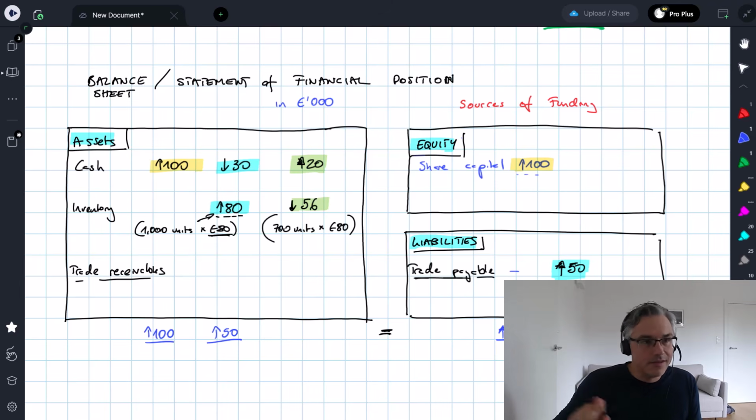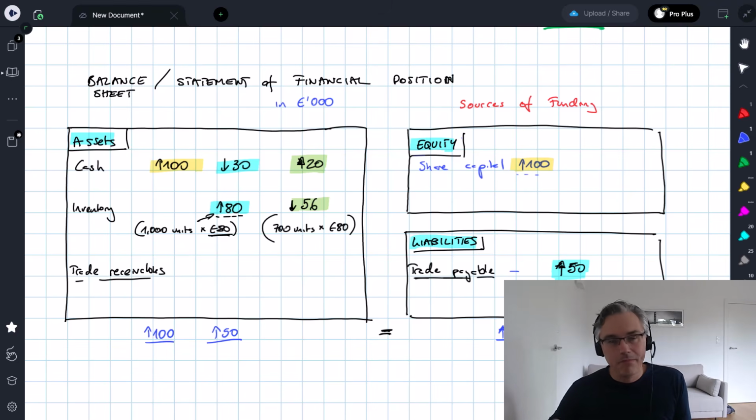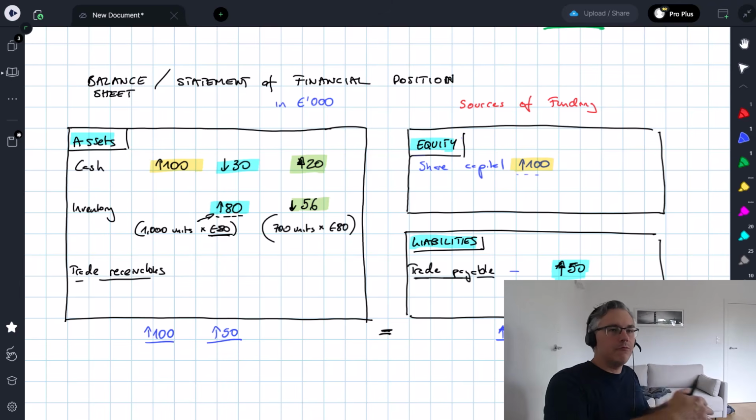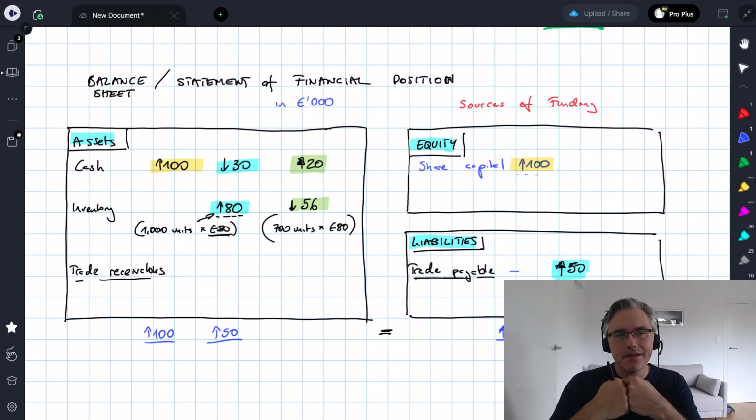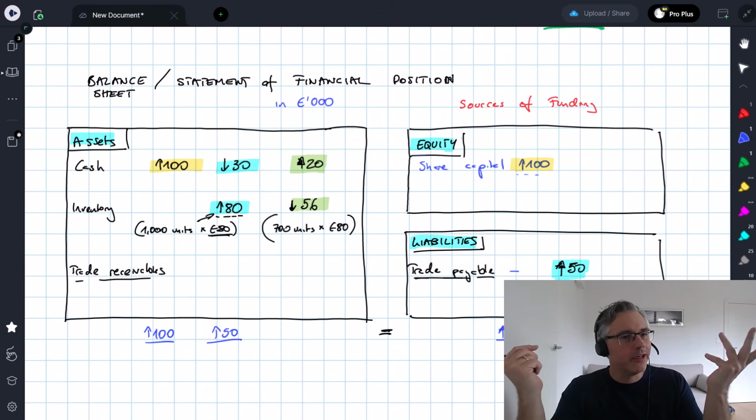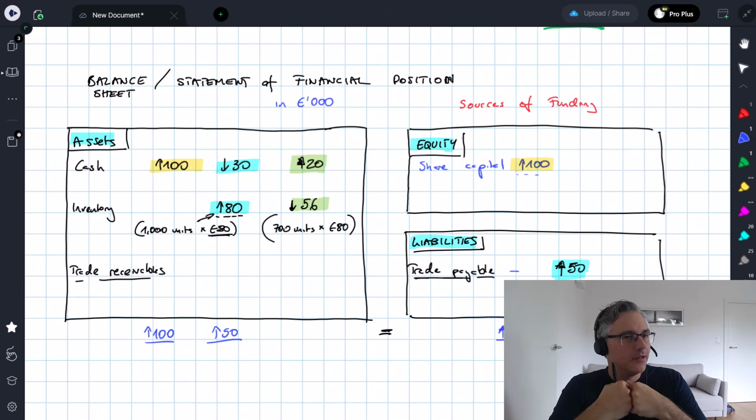Trade payables sitting within liabilities on the right-hand side were supposed to reflect that we owe money to a supplier. We have to pay some money to a supplier. Trade receivables, on the other hand, reflect the fact that we are waiting to receive money from a customer. And it's an asset because it's a resource that is valuable.